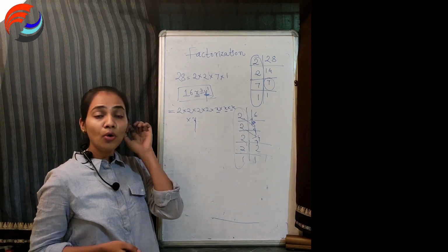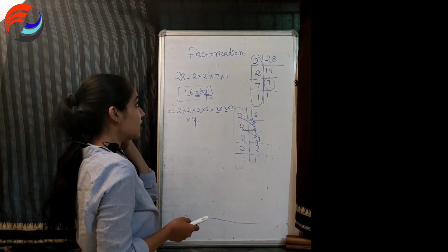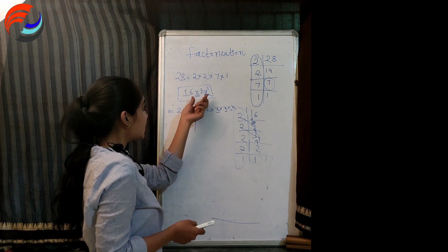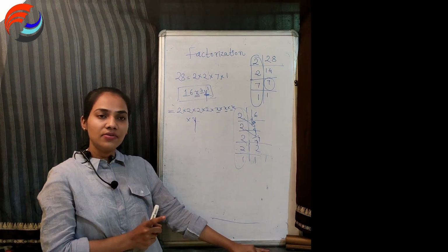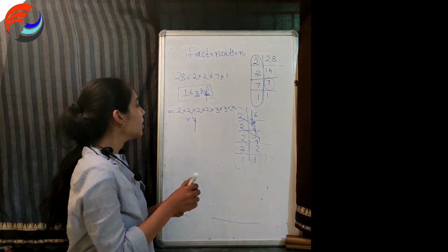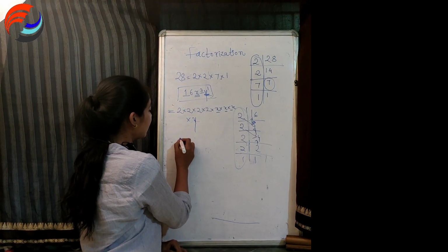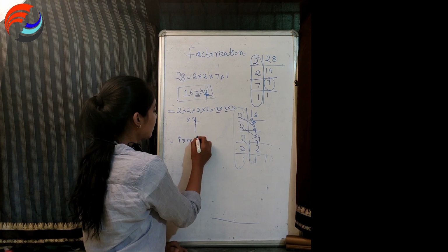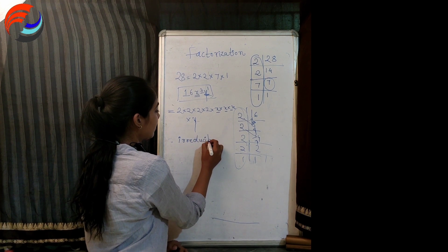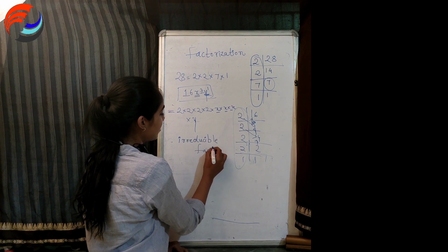इस तरीके से हम लोग फाइंड करेंगे. Then what comes? y having power 1, so I have written only 1. So these are what? These are the irreducible factorization.